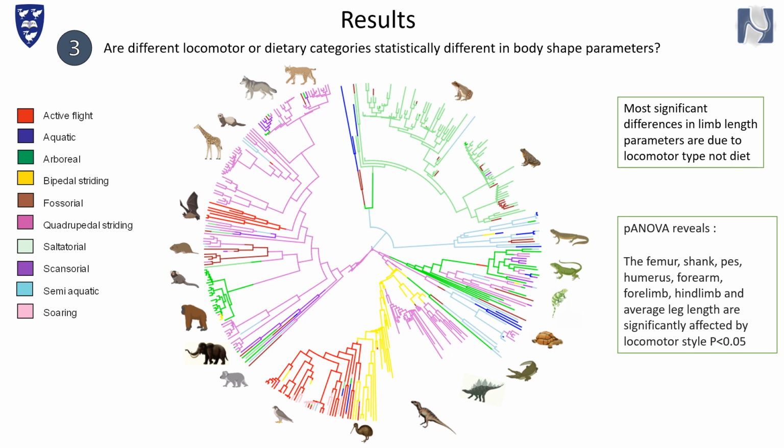The third and final question was, are different locomotor and dietary categories statistically different in body shape parameters? In front of you is a phylogenetic tree of all the species that have been tested, and each of them has been put into a locomotor group. The reason you're seeing locomotor rather than diet is that we found that most significant differences in limb length parameters were due to locomotor type and not diet. Phylogenetic ANOVA reveals that the femur, shank, pes, humerus, forearm, forelimb, hind limb and average leg length are significantly affected by locomotor style.